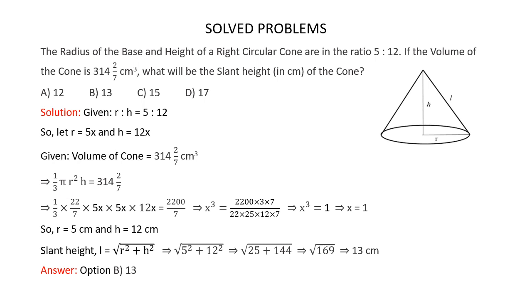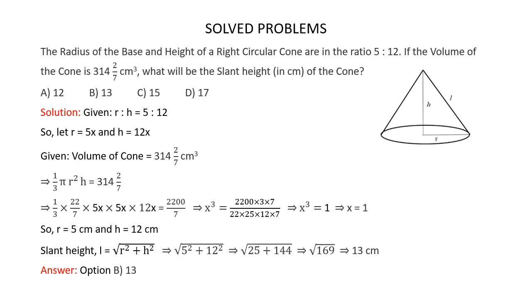Substituting all these values in the equation here, we get 1 by 3 multiplied by 22 by 7 multiplied by 5x multiplied by 5x multiplied by 12x is equal to 2200 divided by 7. On solving this, we get the value of x as 1.